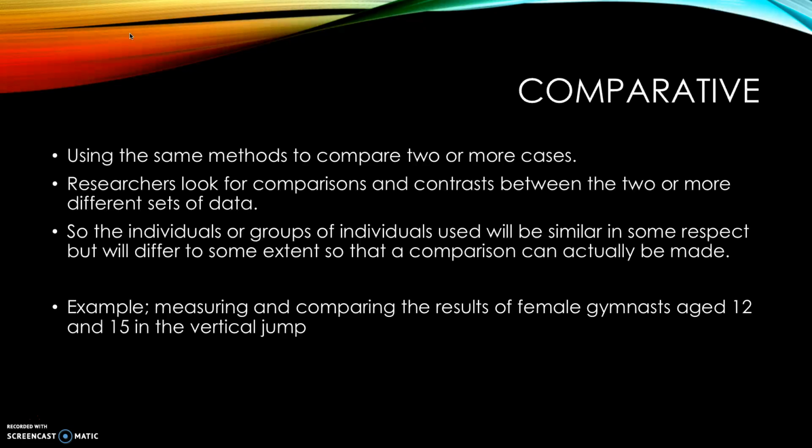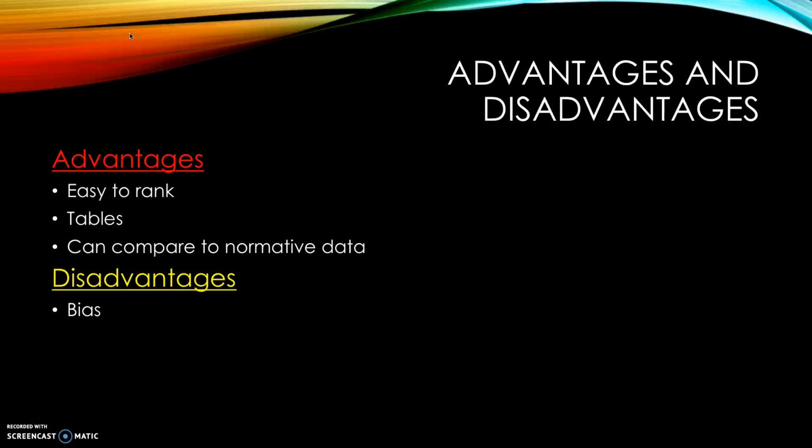An example of a comparative research design would be measuring and comparing the results of female British gymnasts aged 12 and 15 in the vertical jump. This way you get two sets of data that record the same things and can compare for any critical patterns, similarities and differences. So an advantage of this research design is that they are easy to rank because you can see who had the best results by comparing all the data.